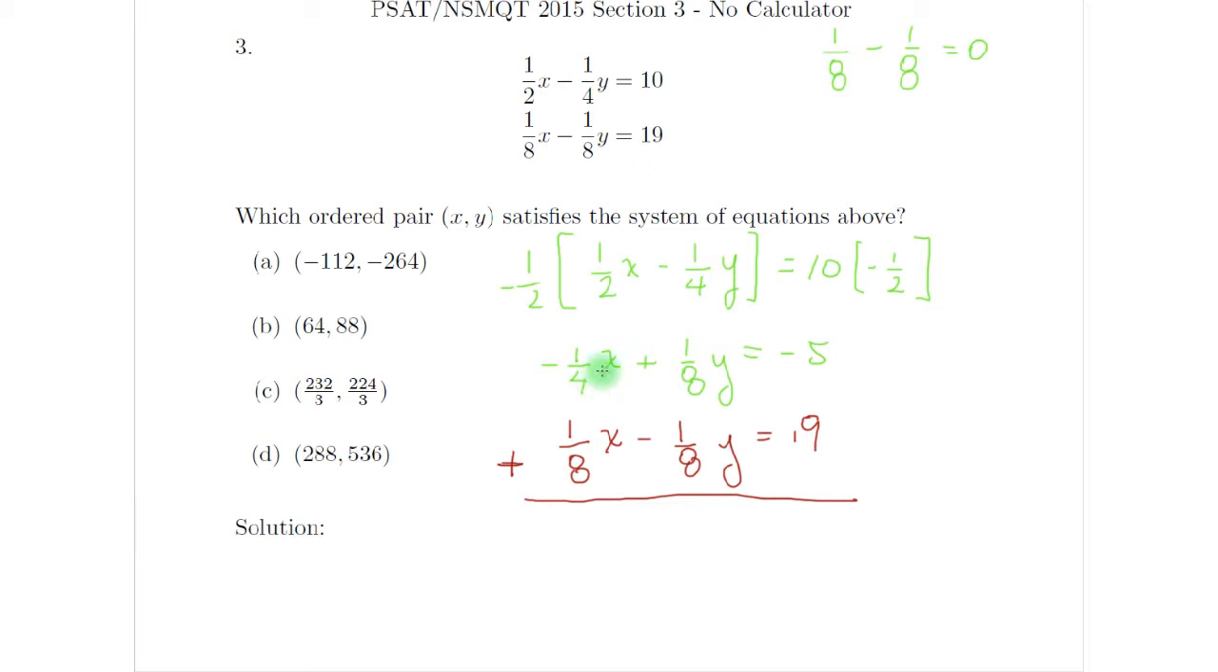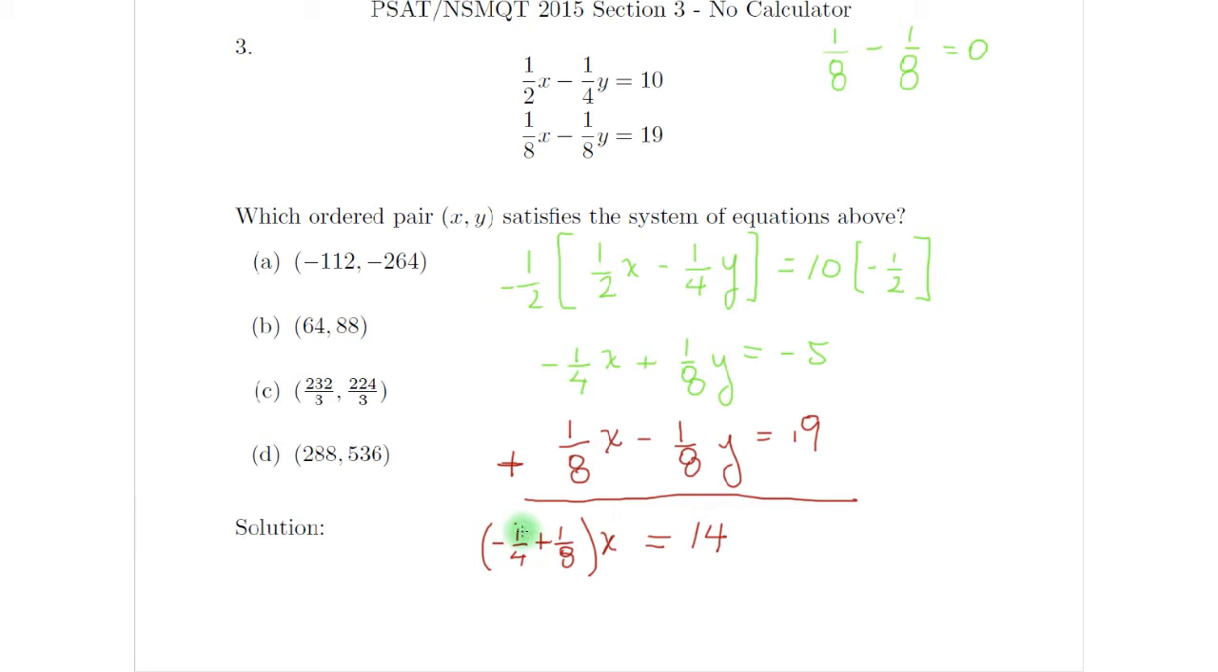So negative 1/4 x plus 1/8 x. How do I add these two? Let me write that down. Negative 1/4 plus 1/8, x. Well, we need a common denominator. Notice that the positive 1/8 plus negative 1/8 is 0. So that 0 times y is 0. So what we're left with is negative 5 plus 19, which is 14.